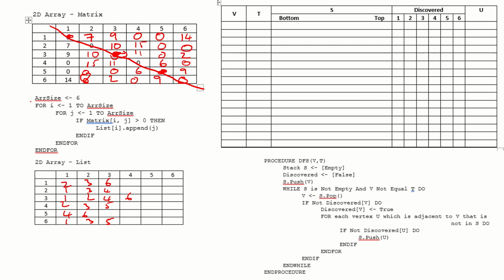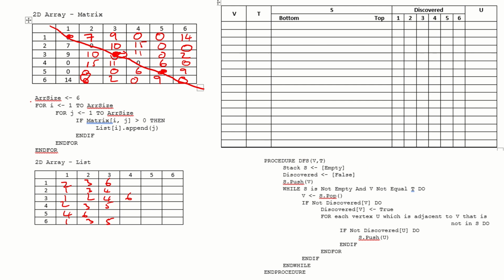So, while S is not empty, while the stack's not empty, and V is not equal to T, V is not equal to T, that's fine. So, pop the stack, which means that will be empty, and put it into V. Now, that's a very weird couple of steps, it looks like. I've taken 1 here, put it in the stack. I've then taken it out of the stack and put it back there again.